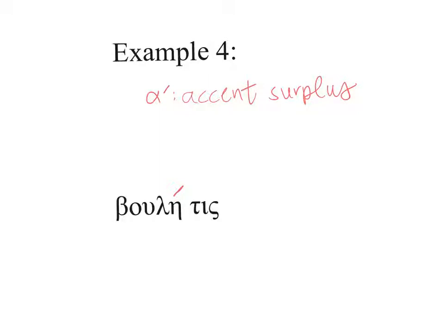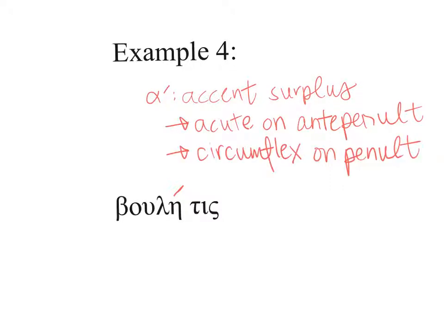Alpha, accent surplus, which occurs when word 1 has an acute on the antepenult or a circumflex on the penult. What do we have with boule? Well, we have an acute and it's on the ultima. So neither of these apply. Rule alpha, let's throw it away.